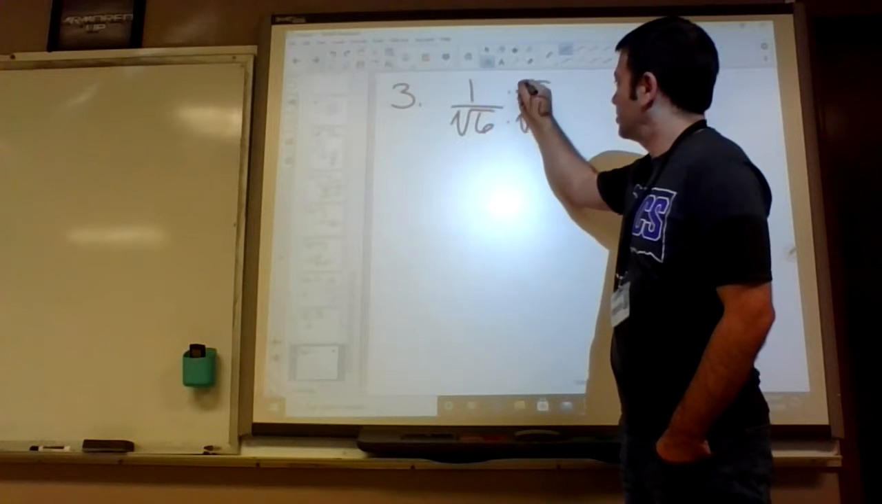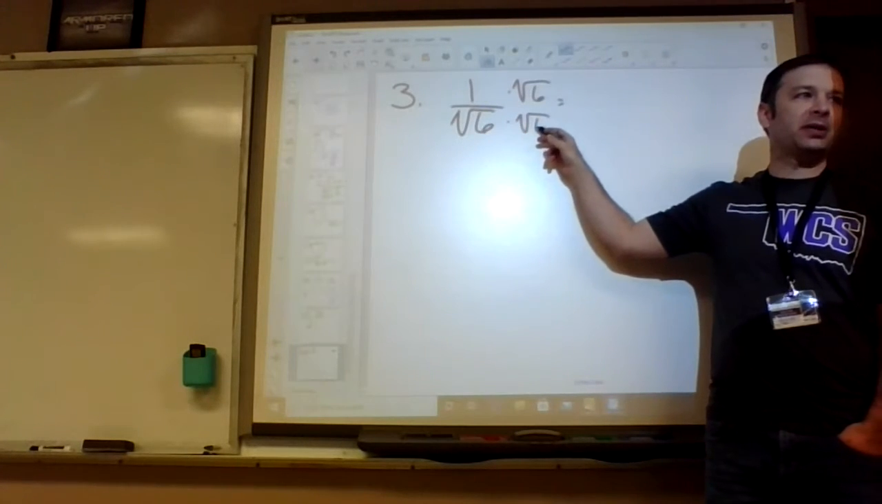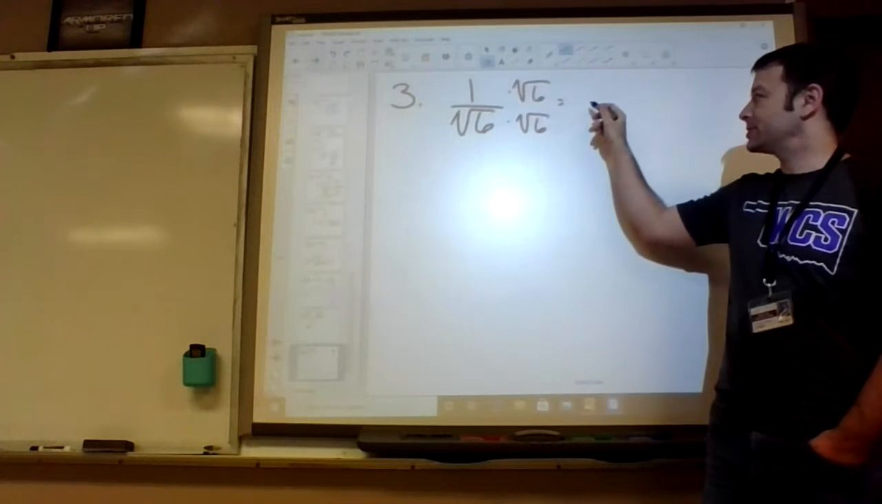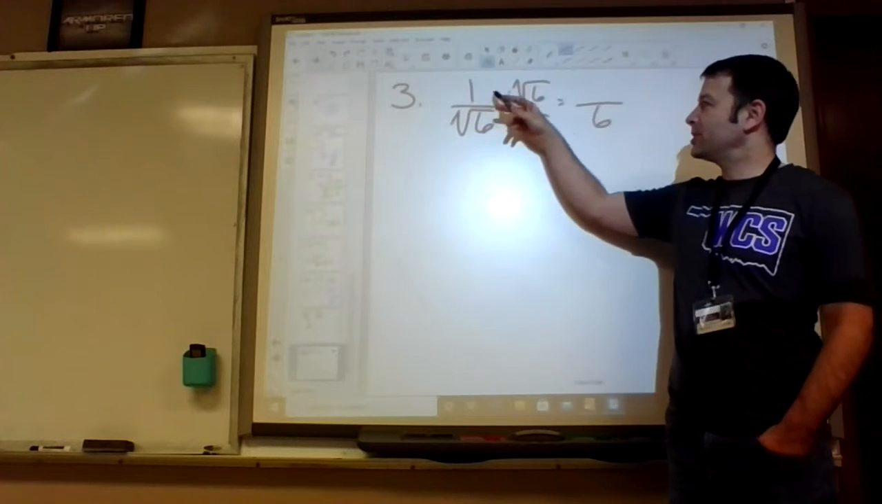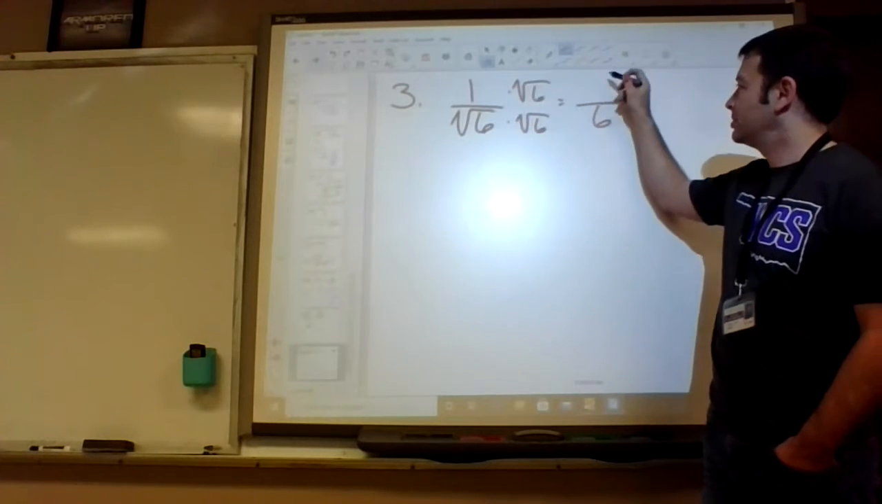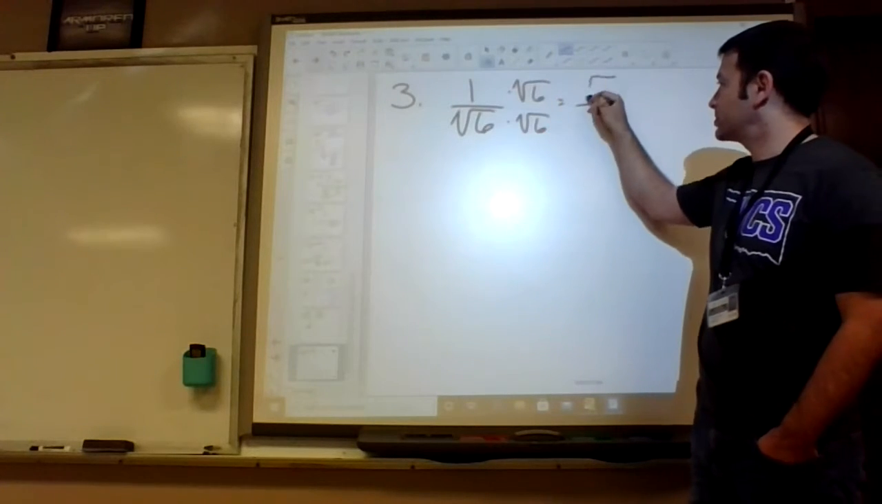Because what happens when you do square root of 6 times square root of 6? What's that equal? 6. Normal 6. So no more square roots in the denominator. The top is 1 times square root of 6, which is just square root of 6.